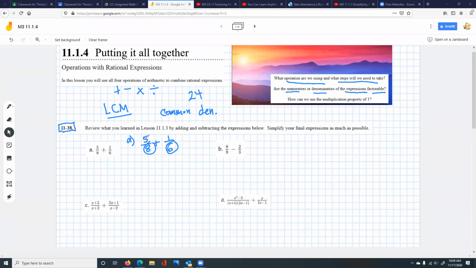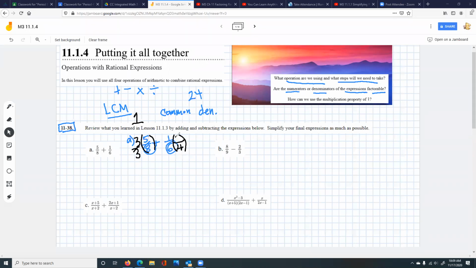To get 8 to be 24, I'm going to multiply by 3. And I have to multiply by 3 over 3, right? I have to multiply by a gigantic 1. So if I multiply the bottom by 3, you have to multiply the top by 3. To get 6 to be 24, I'm going to multiply by 4.